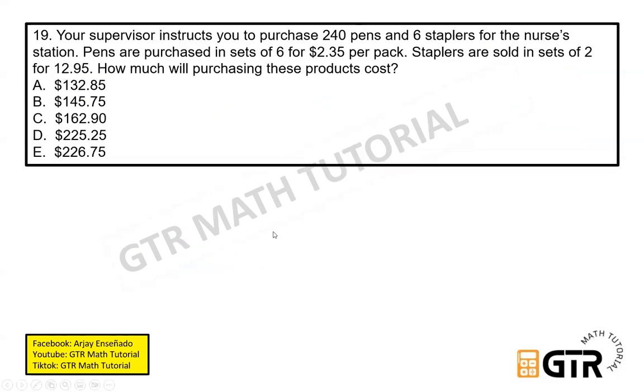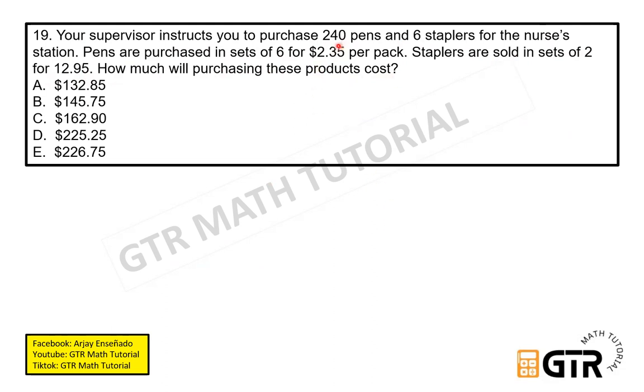Okay, so next number, number 19. Your supervisor instructs you to purchase 240 pens and 6 staplers for the nurse station. Pens are purchased in sets of 6 for 2.35 per pack. Staplers are sold in sets of 2 for 12.95. How much will purchasing this product cost?